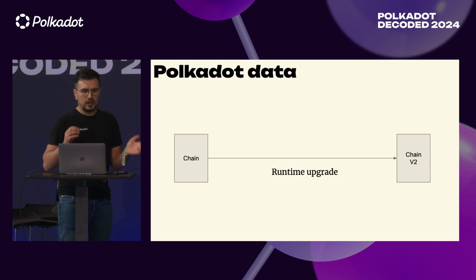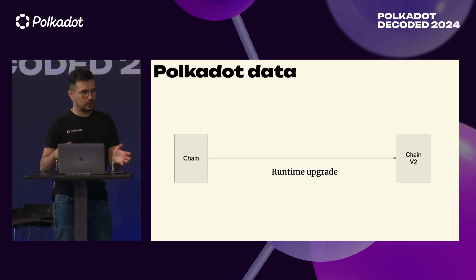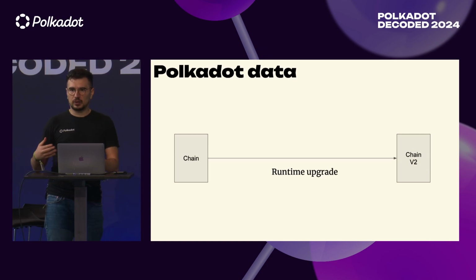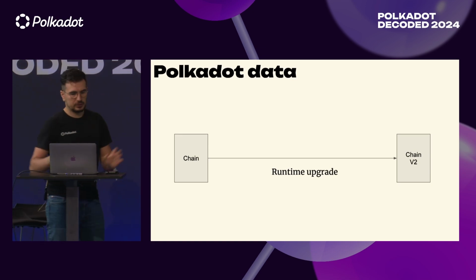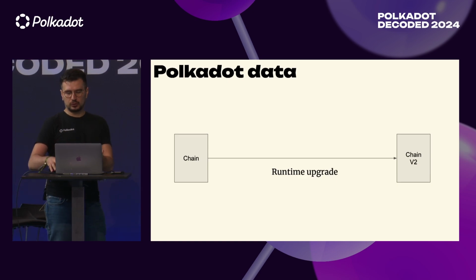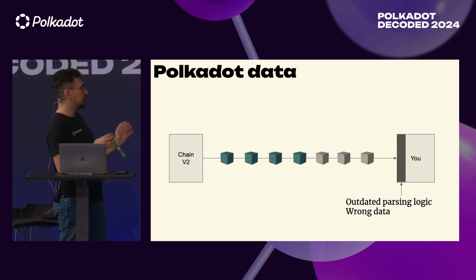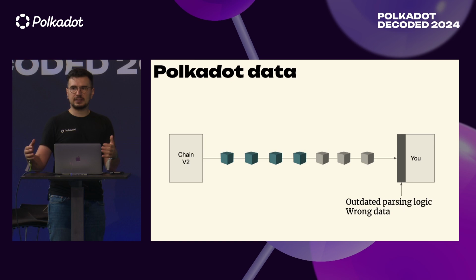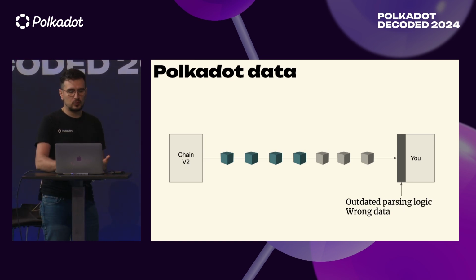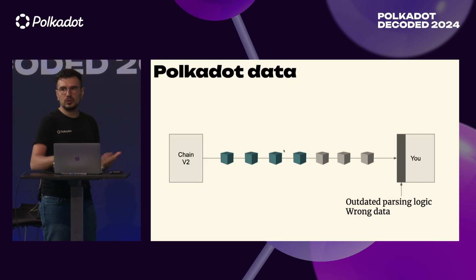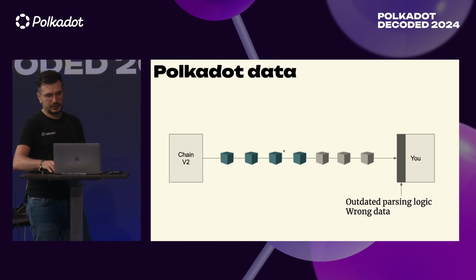Now, whenever there is an upgrade, which is something specific to the Polkadot ecosystem, you can actually upgrade the blockchains while they are running. You get to a new version, I would say, of that chain, or a new version of the blocks produced by that chain. This means that the logic that you wrote before for parsing those blocks might be outdated, and you would need to extend that to be able to understand the new incoming blocks compared to the old ones.